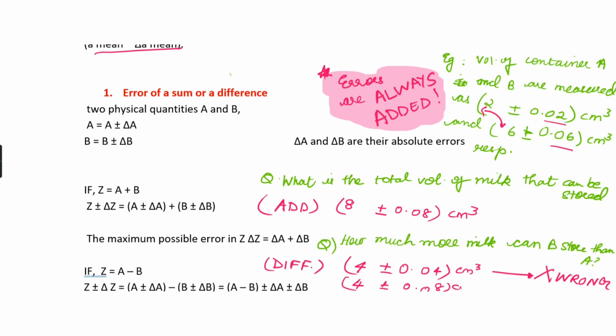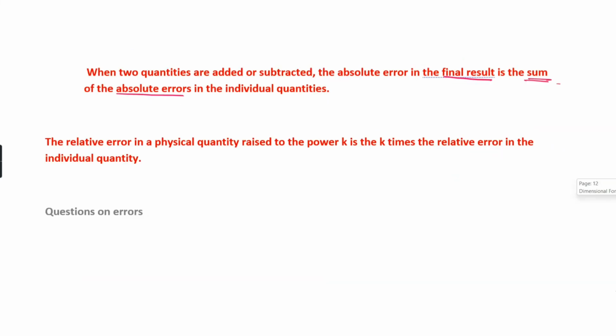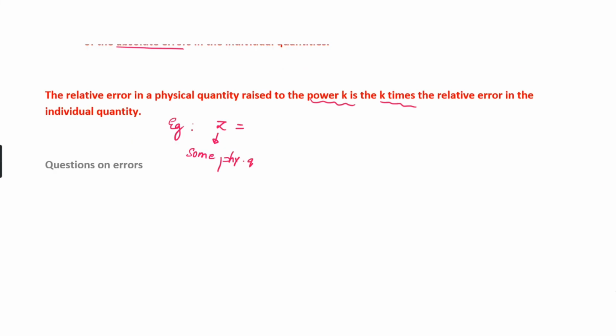The next rule. The relative error in a physical quantity raised to the power k is k times the relative error in the individual quantity. So to understand this, I'll give you an example. For example, Z is some physical quantity and it is equal to A cube. So what is the relative error in that physical quantity? It is nothing but del Z by Z is equal to 3 times del A by A. So we are bringing this 3, which is the power, in the front. So this will become the relative error in the physical quantity. So power k will become k times the relative error in that individual quantity.